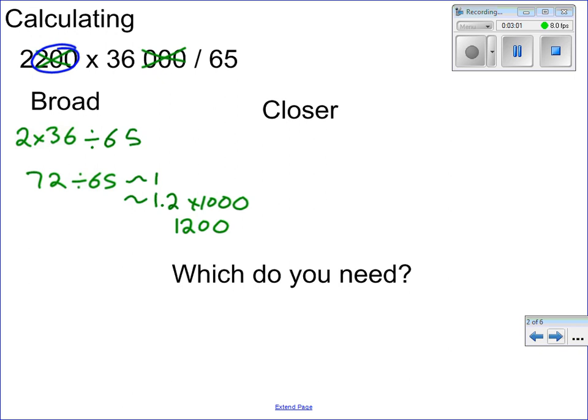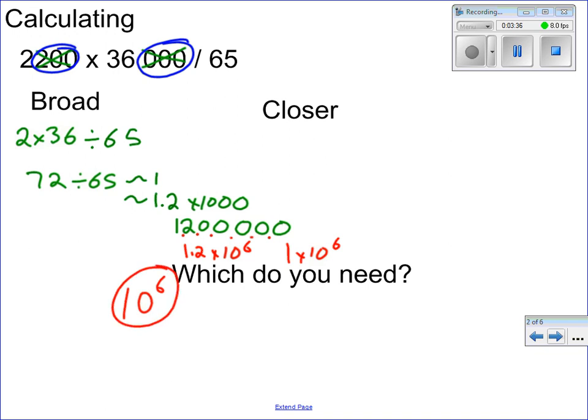Then we have up here the 1,000 that I took out there. So I'm going to multiply by another 1,000, which is adding 3 zeros. And that is roughly my final answer. If I wanted to, well, I'll come back to that. I'll talk about that in the more close estimation. So 1, 2, and 5 zeros. So 1, 2, 3, 4, 5, 6. So we've got 1.2 times 10 to the power of 6, which is really close to 1 times 10 to the power of 6. So the answer is about 10 to the power of 6, or a million.